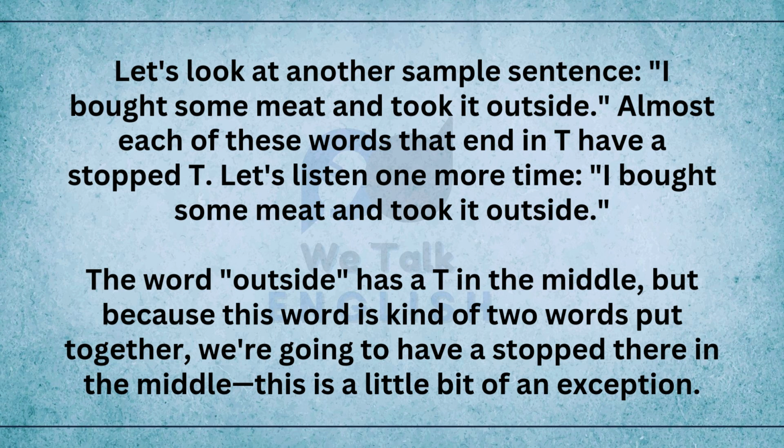I bought some meat and took it outside. Almost each of these words that end in T have a stopped T. Let's listen one more time. I bought some meat and took it outside. The word outside has a T in the middle, but because this word is kind of 2 words put together, we're going to have a stop there in the middle. This is a little bit of an exception.